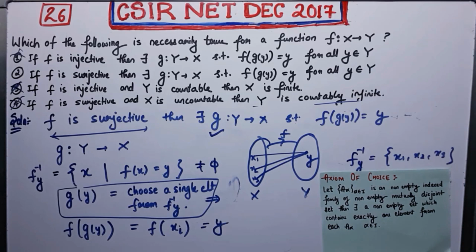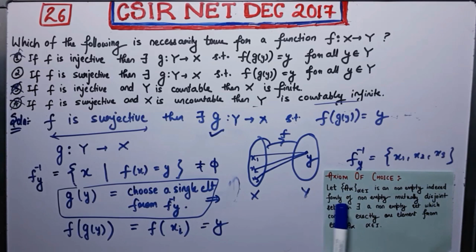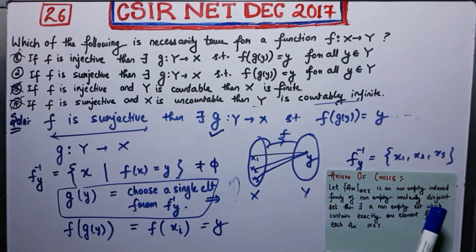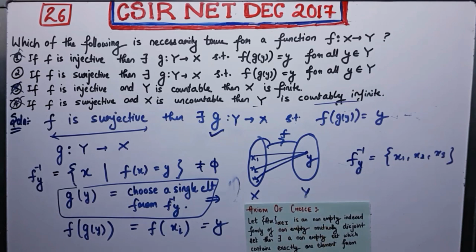You are getting my point or not? It says that A alpha is a non-empty indexed family of non-empty mutually disjoint sets. I have written, I think, no, it's correct. So let A alpha be a non-empty indexed family of non-empty mutually disjoint sets. So what is your family in your case? Your family is this. Okay, I will repeat myself if you are getting confused.